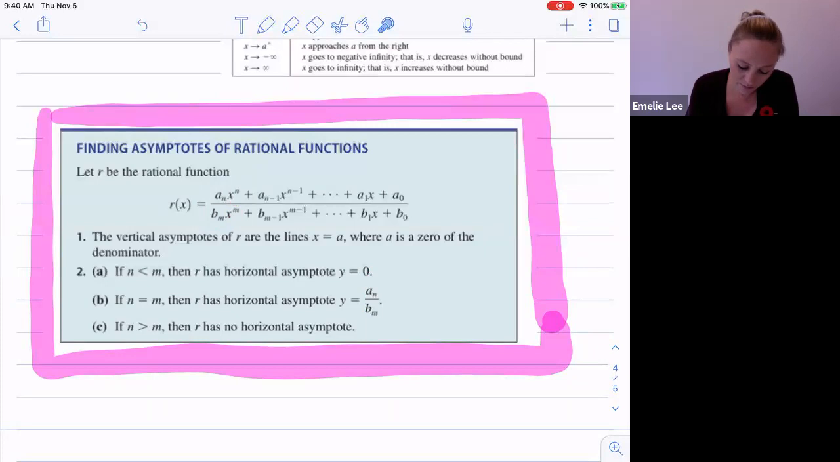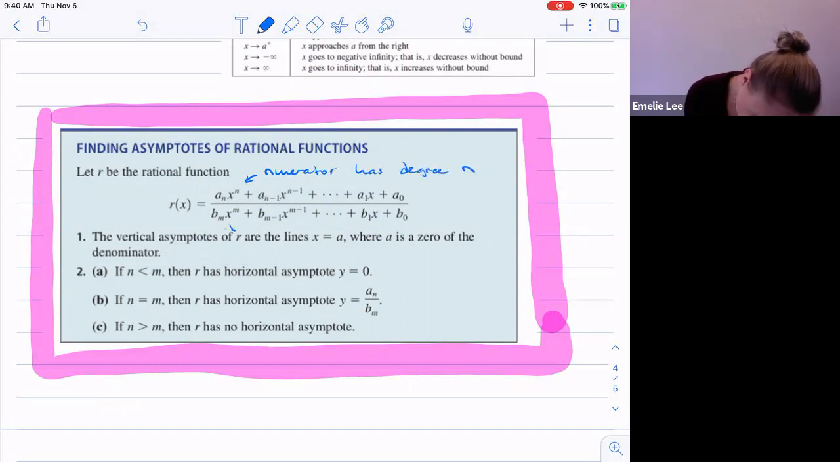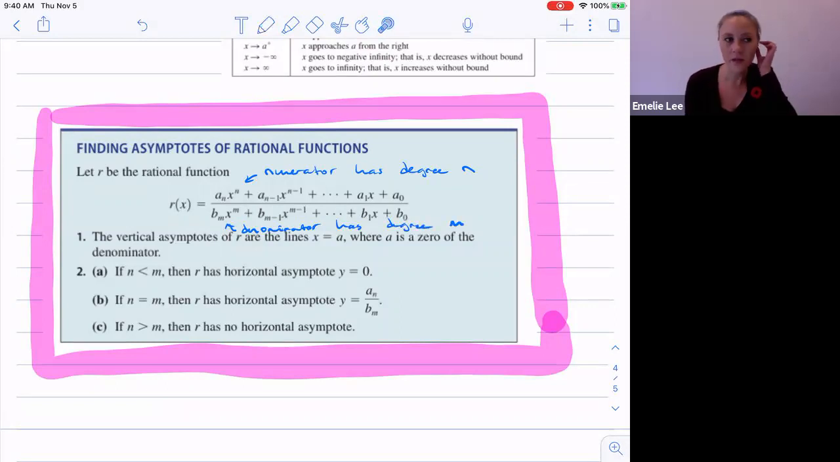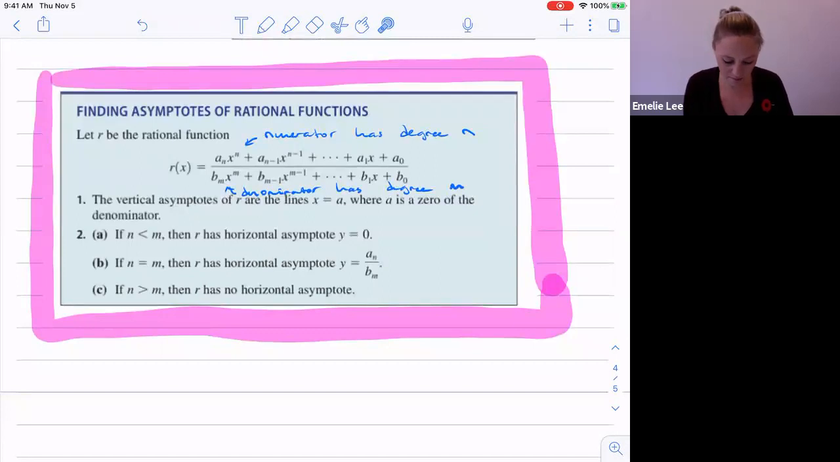And so the numerator has degree n, and the denominator has degree m. Okay, so the first thing is the vertical asymptotes are the line x equals a, where a is the zero of the denominator. So wherever the denominator is equal to 0, those are your vertical asymptotes.